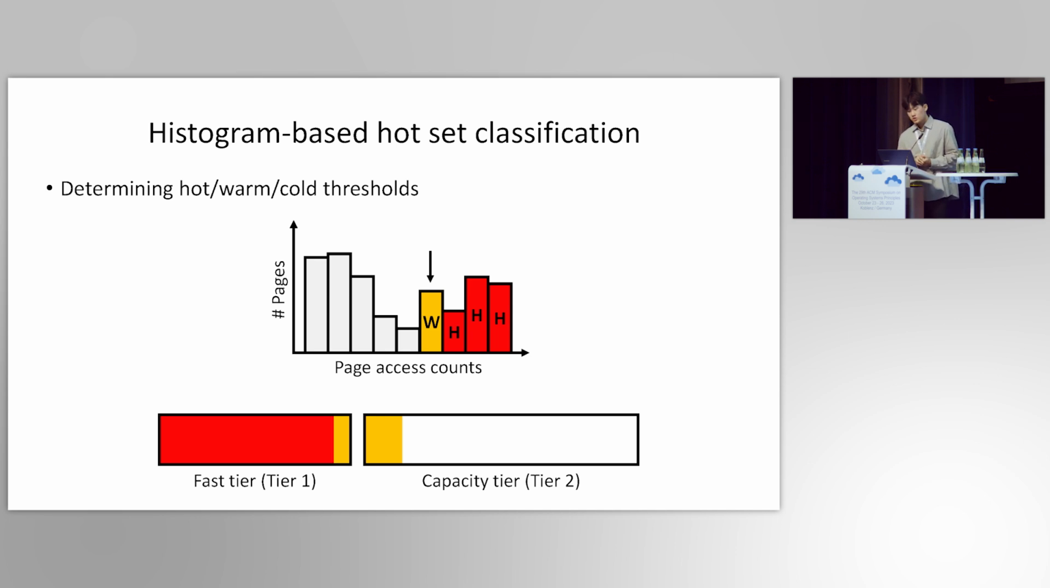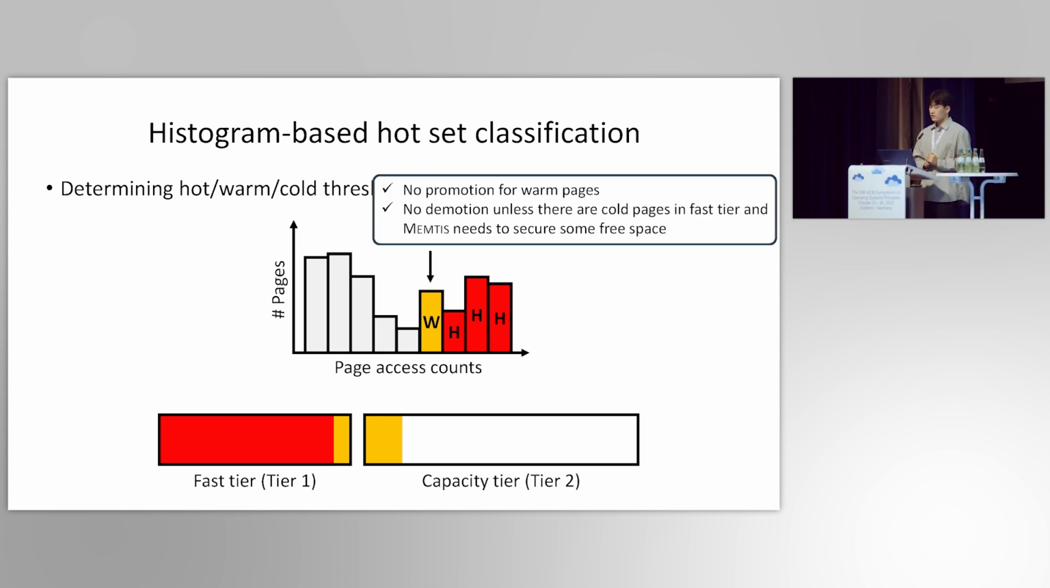The number of pages that fall into this bucket is spanning both memory tiers, so we classify them as warm. The warm pages quickly transition to either hot or cold states, so we don't allow them to be promoted or demoted unless they should inevitably be demoted for securing some free space. It helps to prevent ping-pong migration behavior like demotion right after promotion.